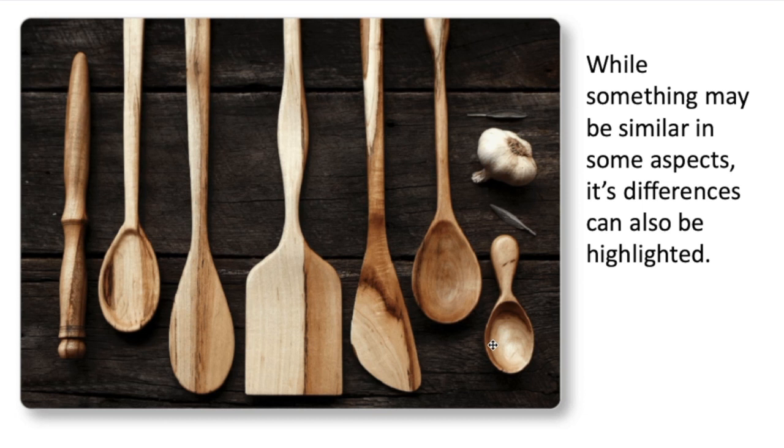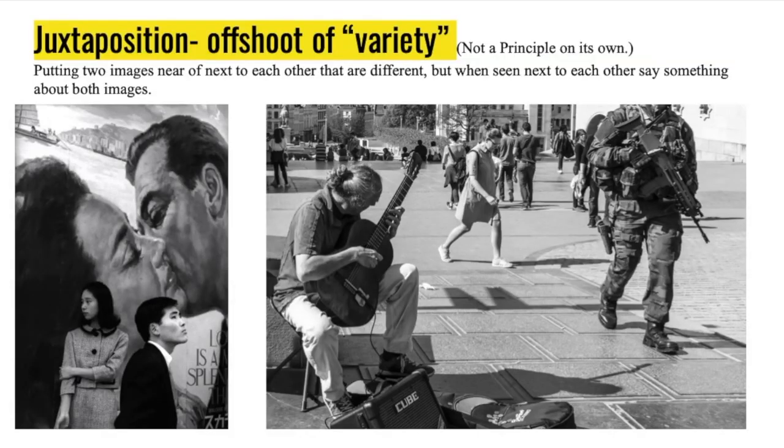There is an offshoot of this one. You don't have to know this one. You don't have to put this on here, but we figured we'd talk about it. Juxtaposition. It is not its own principle. I want to say it again. This is not its own principle. It's just its own little thing. So putting two images near each other that are different, but when they sit next to each other, say something about both images. So you're using variety to also kind of show unity.